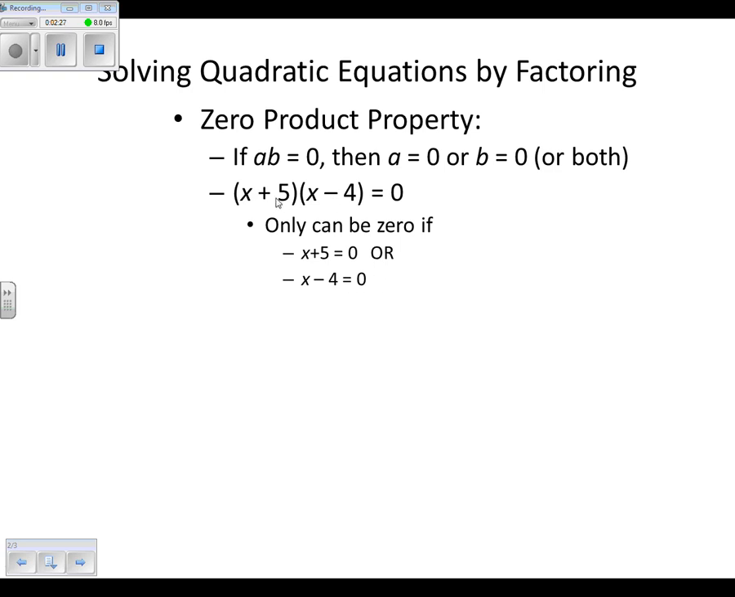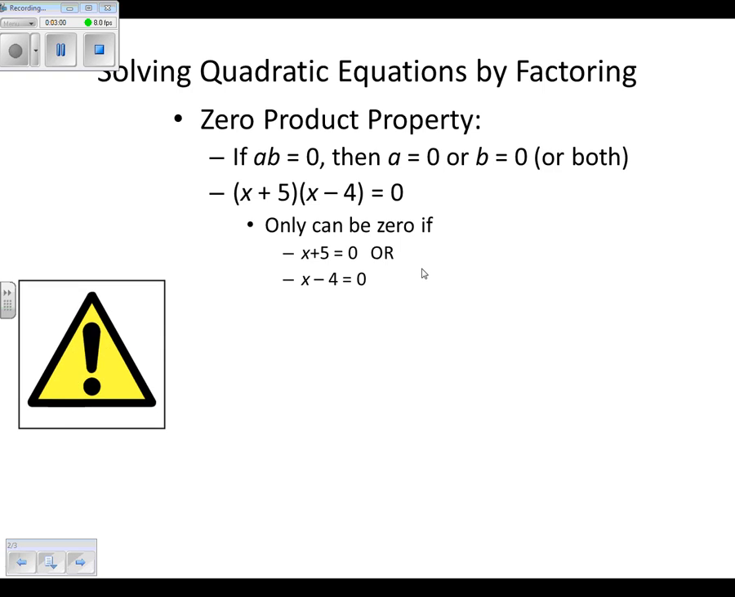Because if x plus 5 ends up being 0, 0 times who cares what this is, 0 times stuff is still 0, or if x minus 4 ends up being 0, for instance, if x is 4, here you get 4 minus 4, that becomes 0. Here you get 4 plus 5 is 9, but who cares about what this is because it's still going to get multiplied by 0. Stuff times 0 is still 0. That's all the zero product property is saying. You multiply stuff, you get 0. At least one of the things in that stuff had to have been 0.